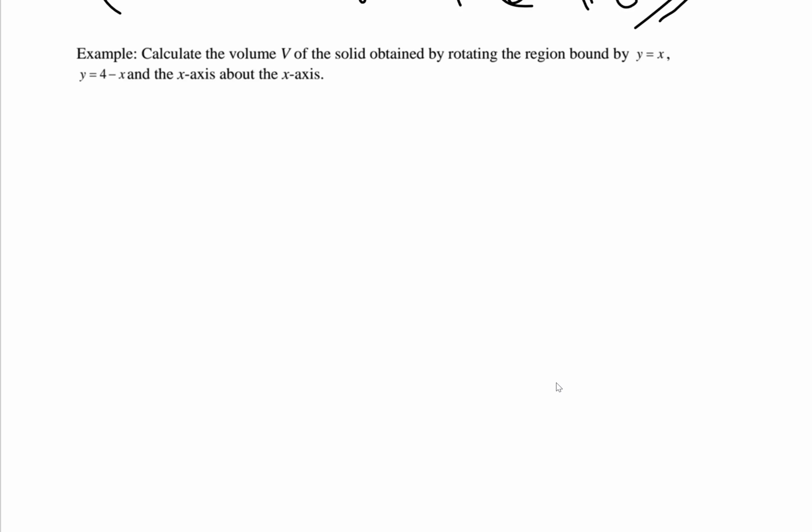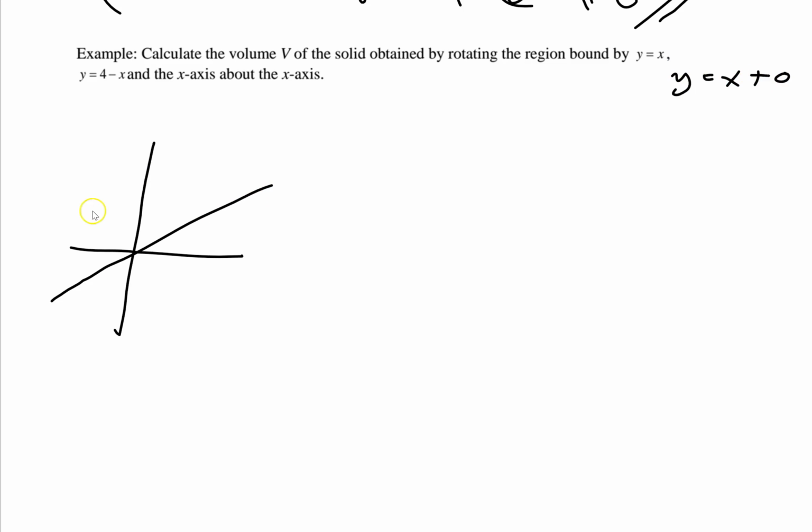And let's do one last one. Last one for integration. Calculate the volume of a solid obtained by rotating the region bounded by y equals x and y equals 4 minus x about the x-axis. So for this one, notice I don't have anything. We have to graph it ourselves. So y equals x looks like this. It always helps if you write y equals x plus 0. So you start at 0 and go up 1 over 1. So something like that.